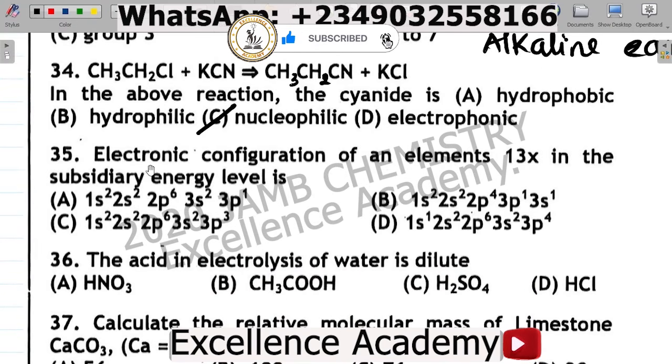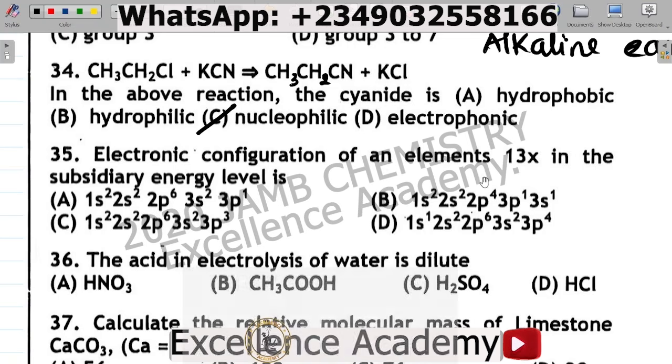Question 35. Electronic configuration of an element 13X in the subsidiary energy level is, you have option A, option B, option C, and option D. Now, when you have 13X, it simply means an element with atomic number 13. So how do you correctly write the SPDF configuration for elements with atomic number 13? That's what they're asking you for.